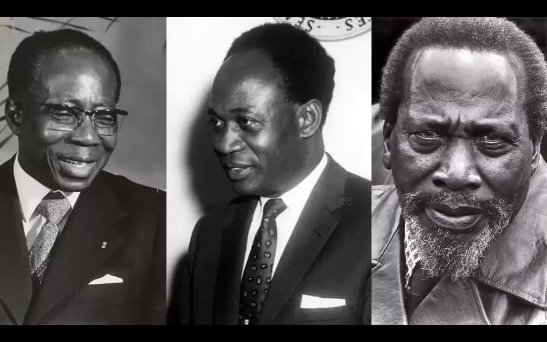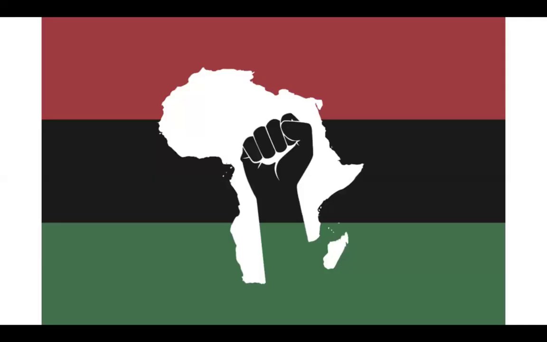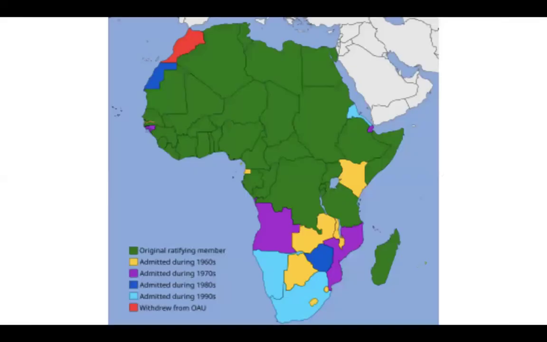Non-alignment. So that's Senghor, Nkrumah, and Kenyatta on the right. I looked up Pan-Africanism. That's an image I saw. Original ratifying member of the OAU. So all these countries were a part of the OAU.